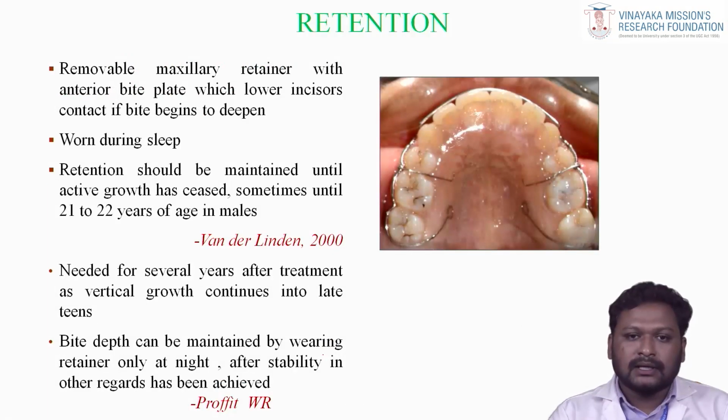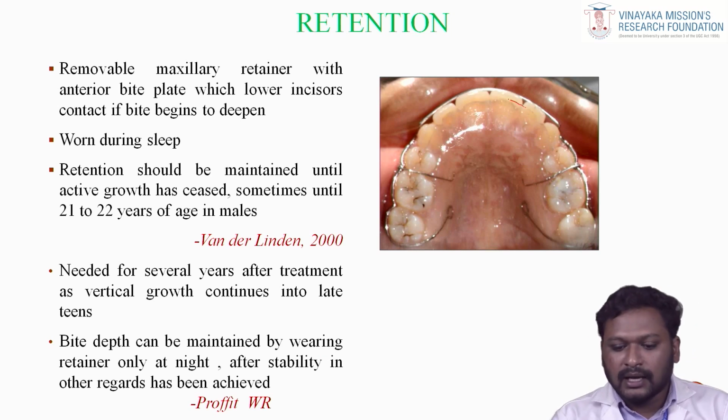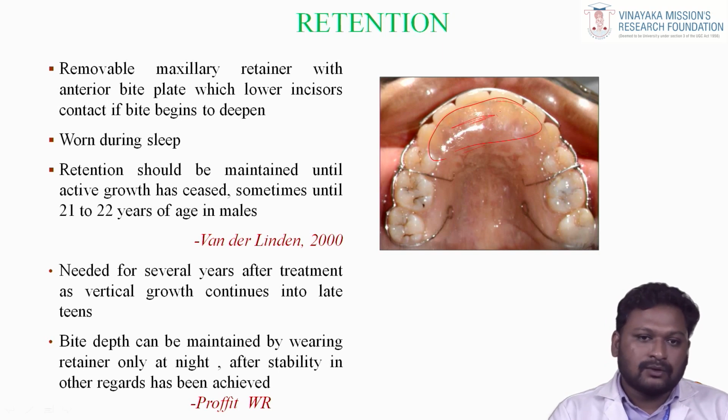So once we correct the deep bite cases, the retention protocol we have to modify is we have to give a modified Begg's retainer with the anterior bite plate. That will prevent the supra-eruption of the lower incisors. So that's very important. Retention should be maintained until active growth has ceased, sometimes until 21 to 22 years.